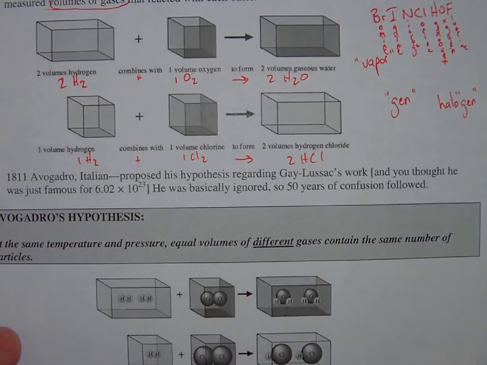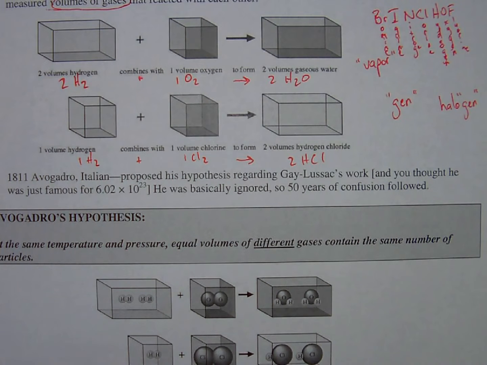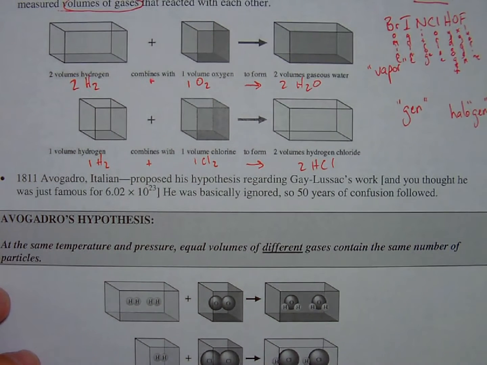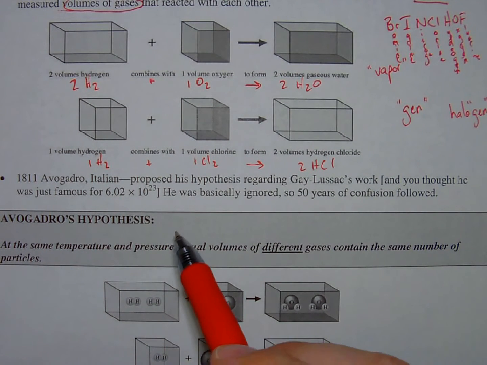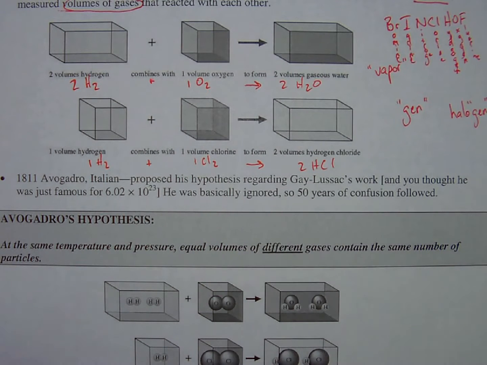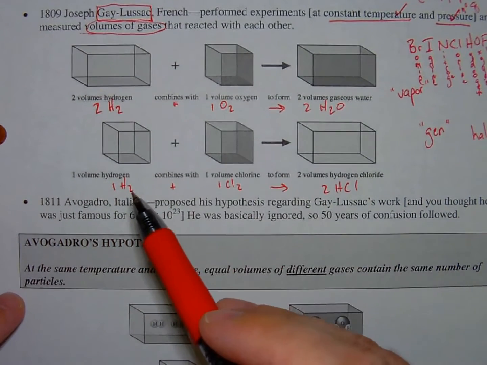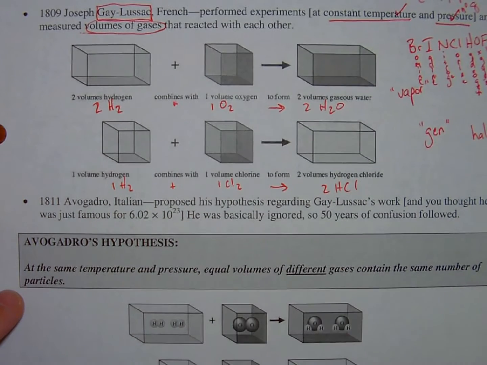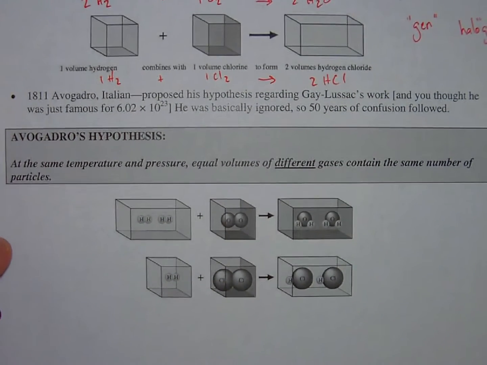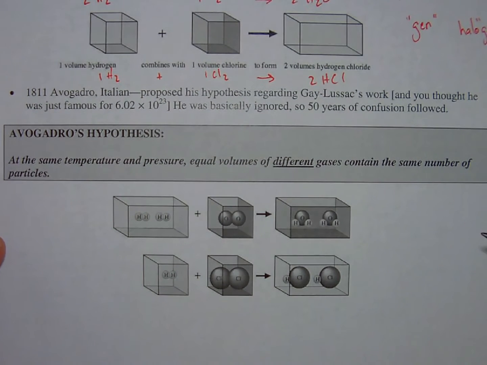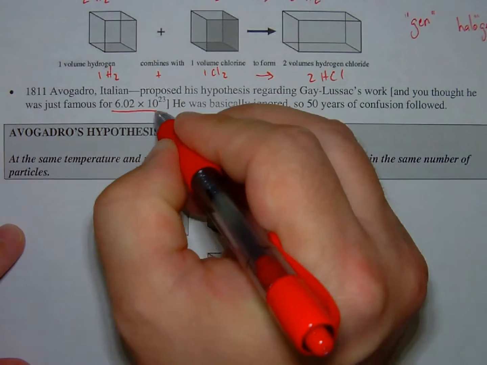In 1811, Amadeus Avogadro, who's an Italian, proposed his hypothesis regarding Gay-Lussac's work. In fact, he actually admitted that he was just piggybacking off of Gay-Lussac's work. It's true. But because of that and some other things, he was basically ignored for 50 years. So essentially 50 years of nothing was accomplished, because this is foundational to understanding the quantitative aspect of the experiments that would follow.